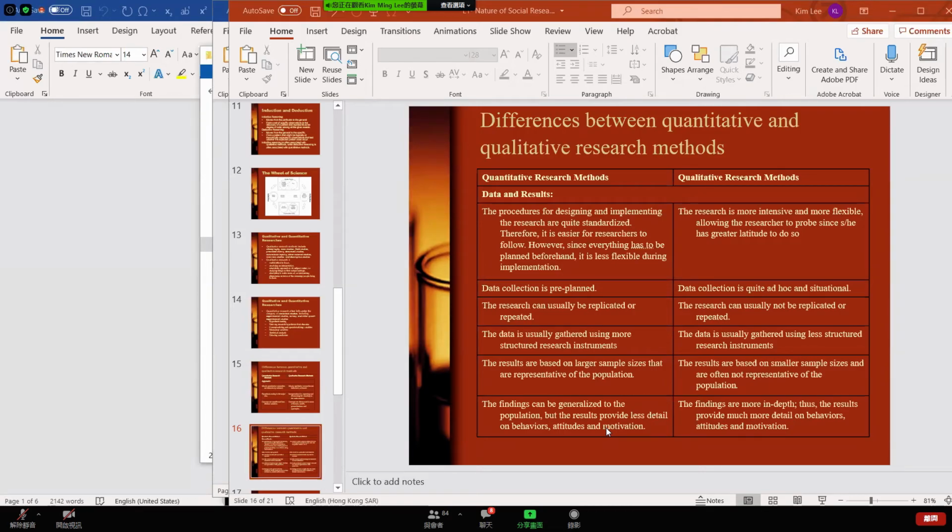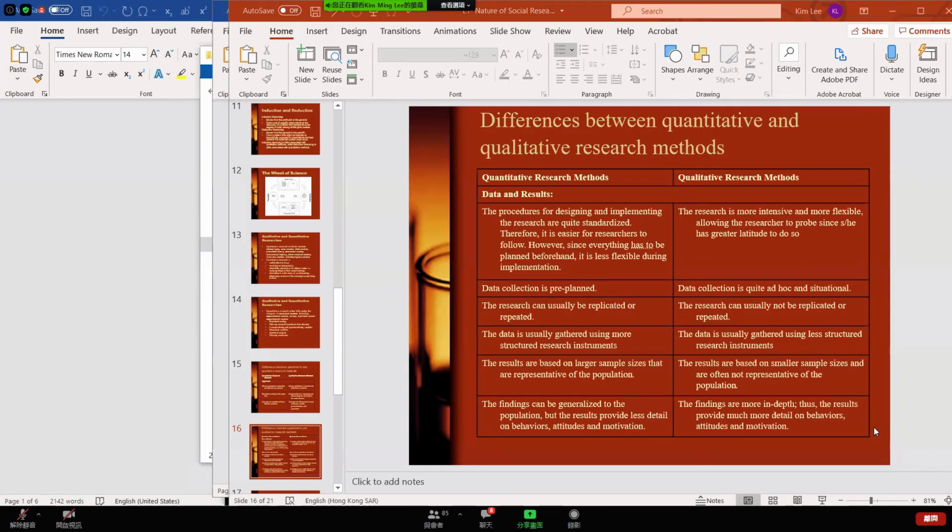So this is why the government wanted it. When you get a small sample, say 200 people, and you get the result, the result of these 200 people can say something about the whole Hong Kong, 7 million people. Okay, so that is the merit, the advantage of doing quantitative research. So the government likes it.